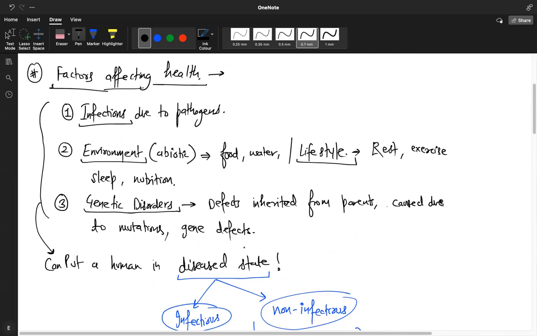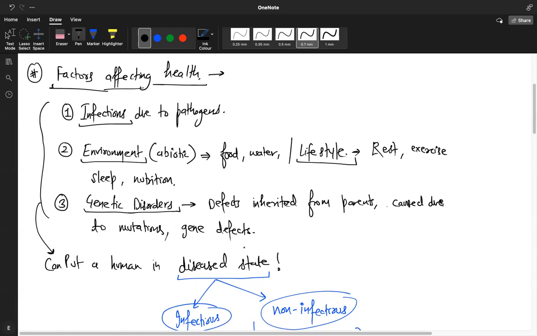These factors can put a human into a diseased state, and these diseases can be classified into two: infectious and non-infectious. Non-infectious diseases cannot be spread from one person to another through exchange of body fluids or exchange of food, water, and air. On the other hand, infectious diseases are capable of spreading from one person to another through food, water, air, contamination, or through exchange of body fluids.